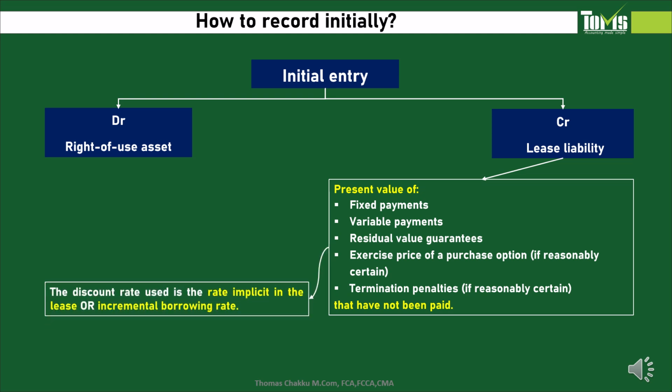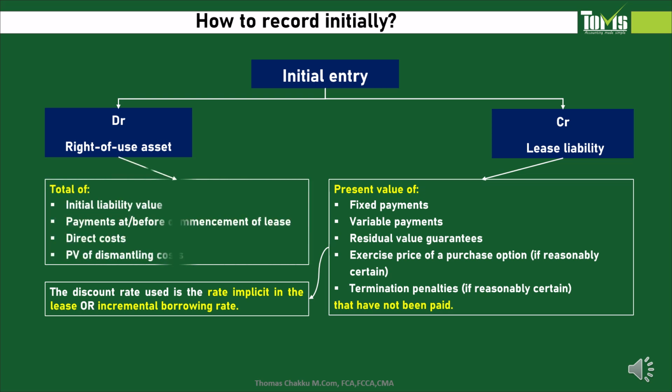Now, what discount rate is to be used for finding the present value? It is the interest rate implicit in the lease, or the incremental borrowing rate of the lessee. What is the amount of right-of-use asset? It is the total of lease liability amount, plus payments made at or before commencement of lease, plus any direct costs incurred by the lessee, plus present value of future dismantling costs.